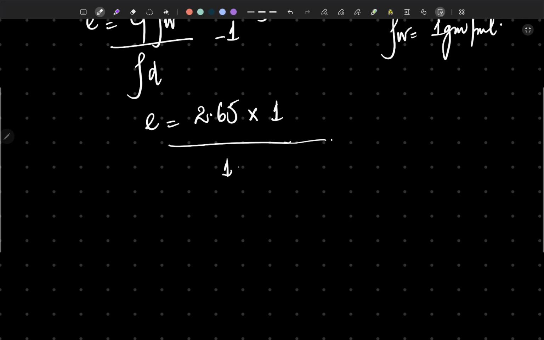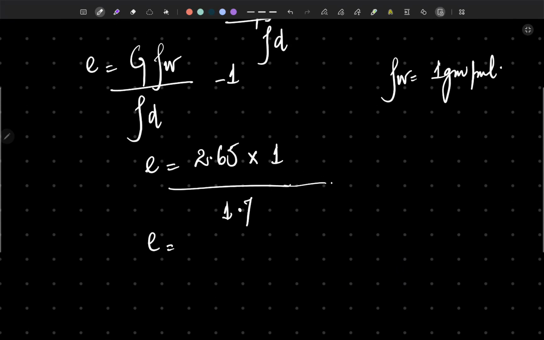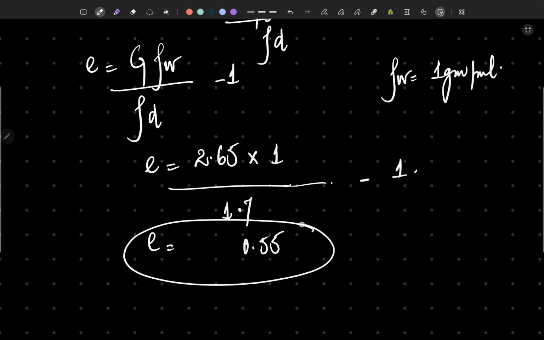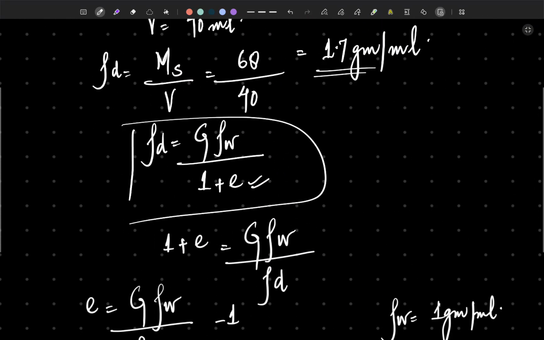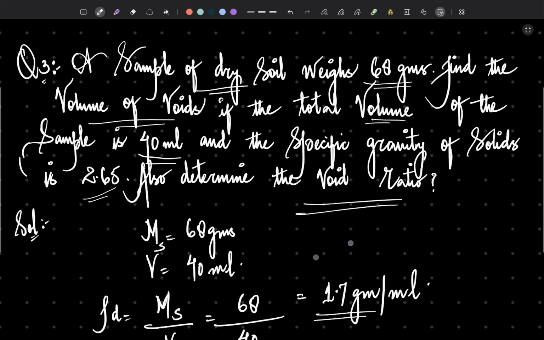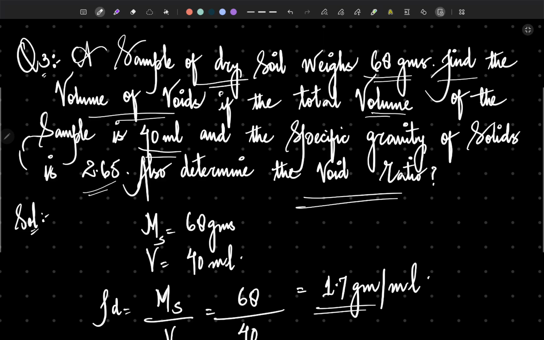All right. So by calculations, void ratio is equal to 0.55. Void ratio is equal to 0.55. So we found the dry density, we found the void ratio. Now we have to also find one more thing: the volume of voids if the total volume is this. We have to find the volume of voids.